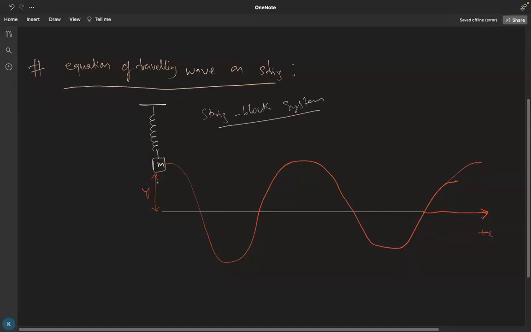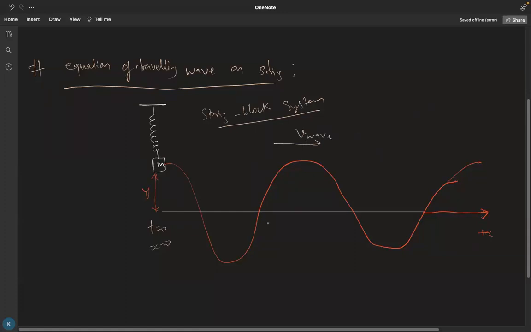And this is above, and the mass is lying at time t equal to 0 and x equal to 0. It is at the height of y from the x-axis. And this mass is executing simple harmonic motion. So there is a wave creating in the surroundings and the velocity of the wave is in the positive x direction.